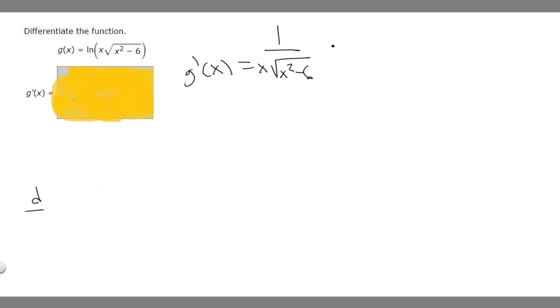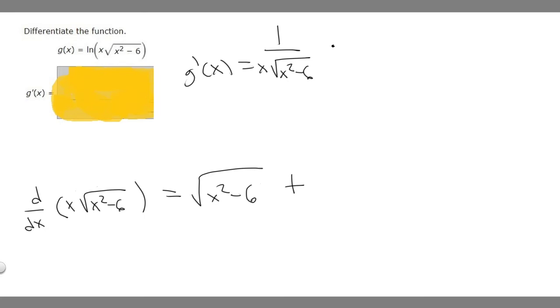So the derivative with respect to x of x times the square root of x squared minus 6. What we're going to have to use here is the product rule. We have two functions. One function is x, the other one is the square root of x squared minus 6. We've got to take the derivative of our first, multiply by our second, plus the derivative of our second times our first. So this equals the derivative of our first, which is x, which is just 1, multiplied by the second. So 1 times our second is just going to be the square root of x squared minus 6.